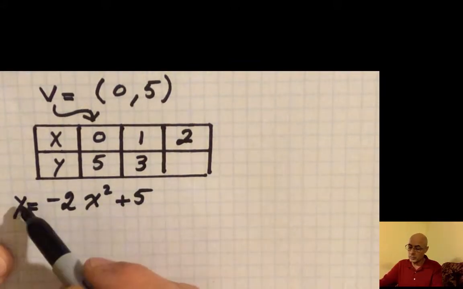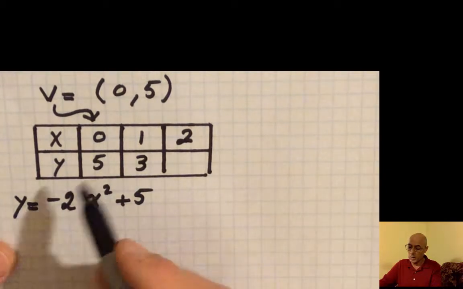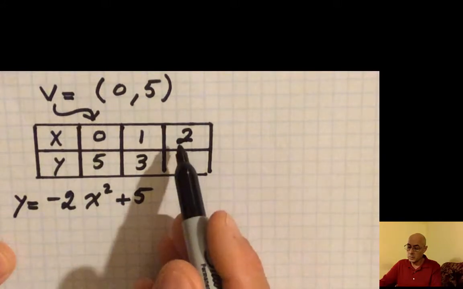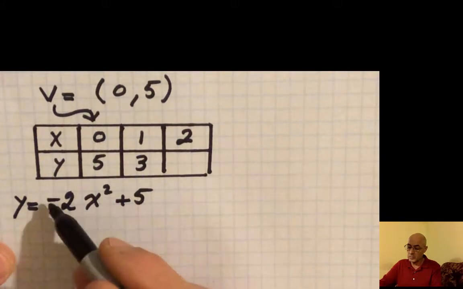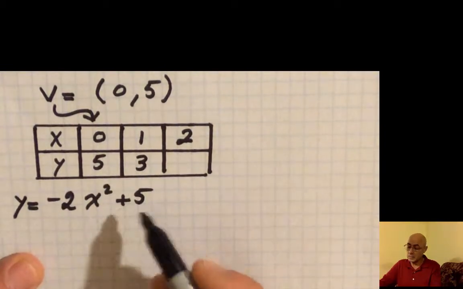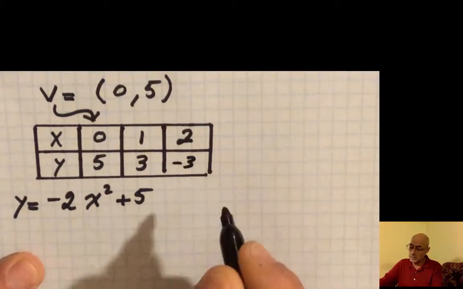Now we use 2 for the x to find the corresponding y. So negative 2 times x squared, x is 2. So when I square that, 2 squared is going to be 4. 4 times negative 2 is negative 8. Negative 8 plus 5, that's negative 3.